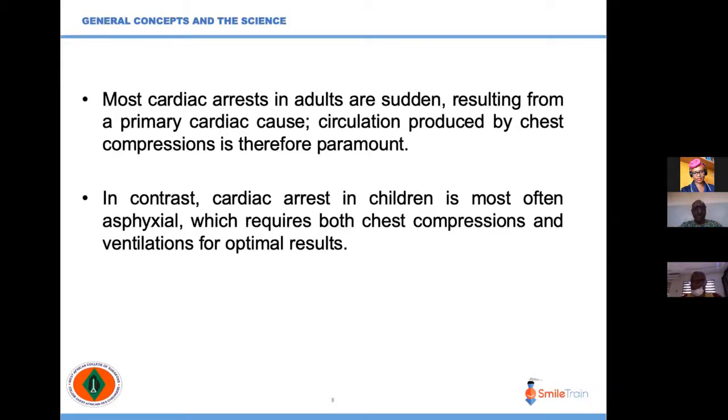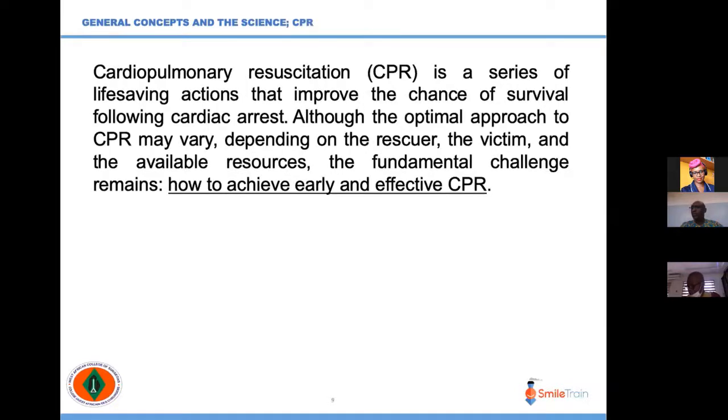Furthermore, if we consider cardiopulmonary resuscitation as a definition, it is a series of life-saving actions that improve the chance of survival following cardiac arrest. Although the optimal approach for CPR may vary depending on the rescuer, their experience, the victim, and the causes, the fundamental challenge here is to achieve pump function.